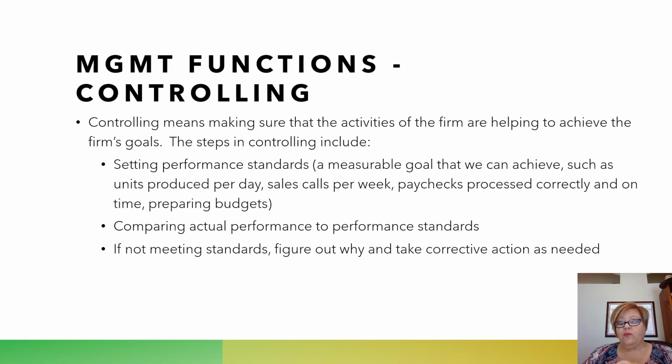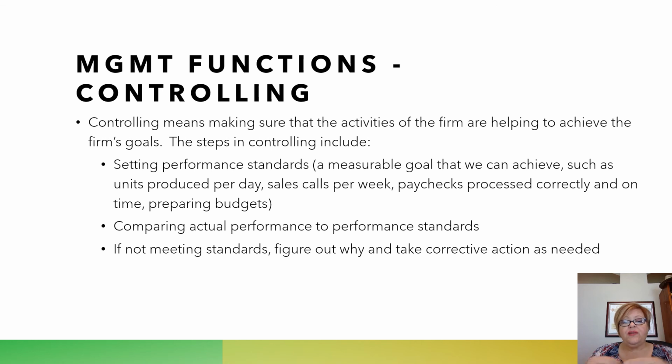So with controlling, we're going to make sure we're getting there to our goal. One of the ways that we can do that is we set a performance standard. This is some kind of achievable, measurable goal for the employees. So maybe it's how many units of the output you produce per day. It could be preparing accurate forecasts and budgets. It could be how many sales calls you make. I give several examples here. Did you process the paychecks correctly and on time?